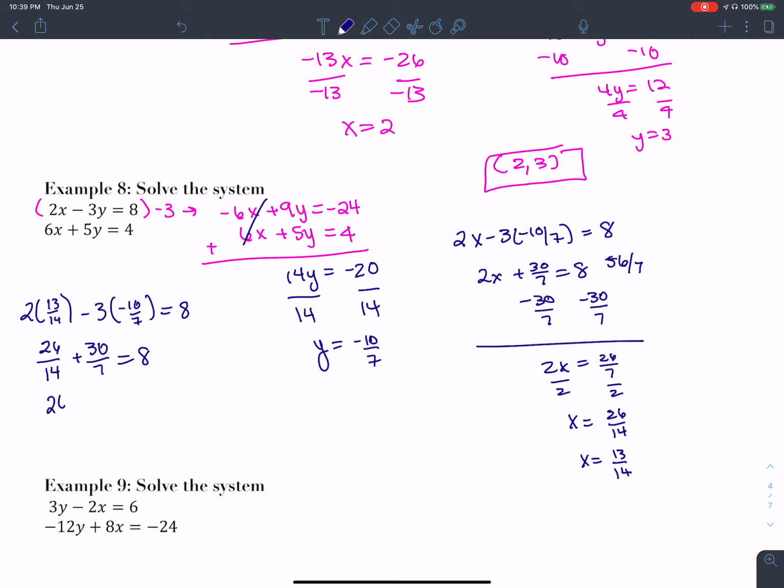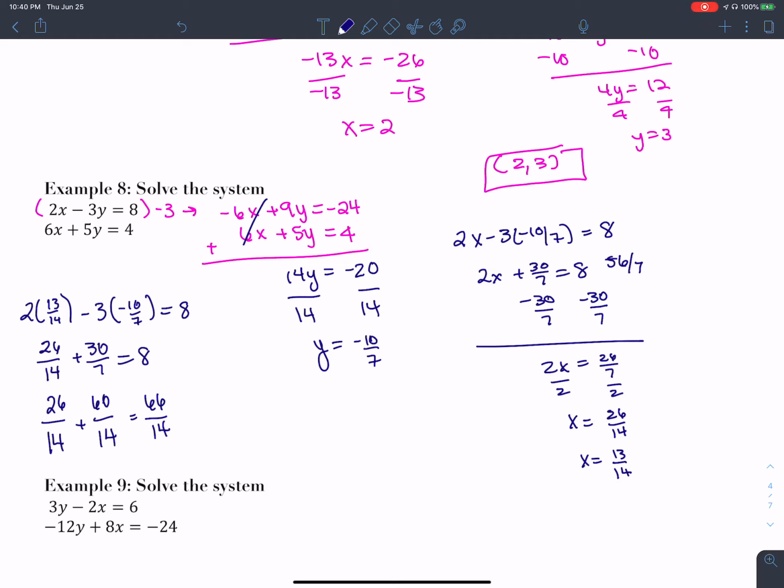I've got 26 over 14. Multiply that times 2, 60 over 14. So that's going to be 66 over 14. See if that equals 8. That's not 8, so we did something wrong. It's always good to check, because I was like, wow, that's just really not right.